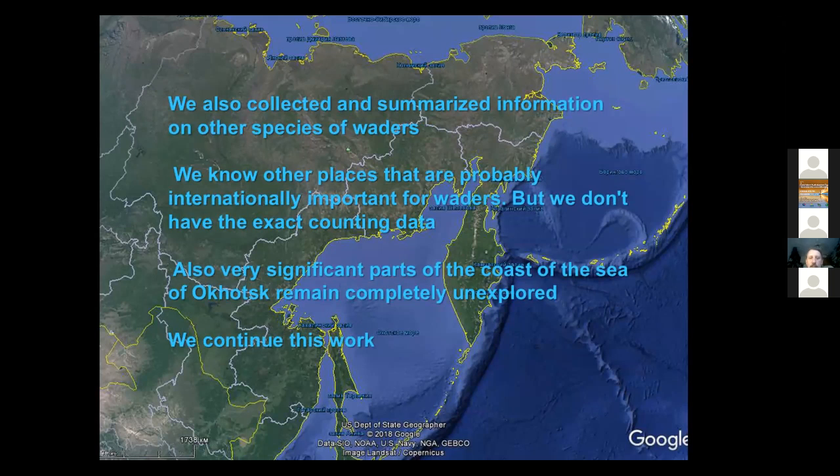Of course, we know there are other places of probable international importance for waders, probably rather many in other areas, but we have no exact counting data. And as I said before, a very significant part of the coast of the Sea of Okhotsk is completely unstudied. And of course, we will continue this work. After we finish this database, we can distribute it free. Also, more than 10 papers about some species have been published in Russian, and maybe will be published in English also.